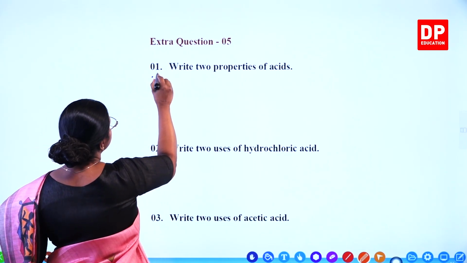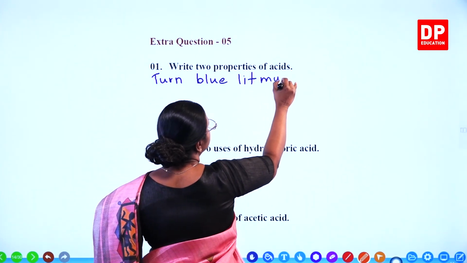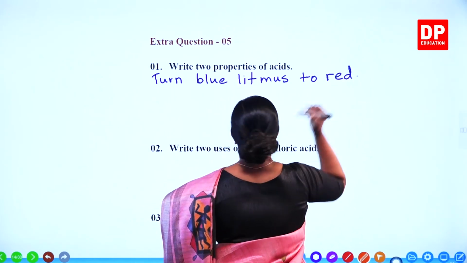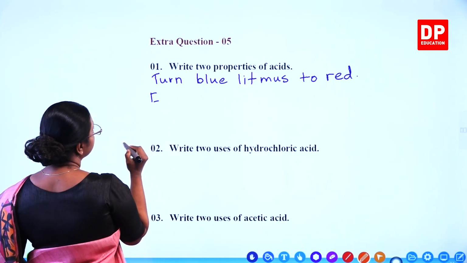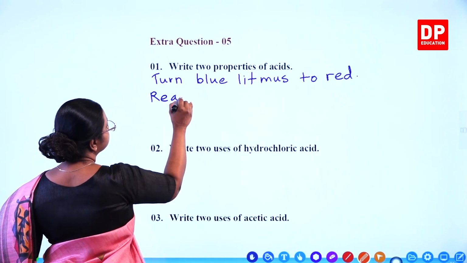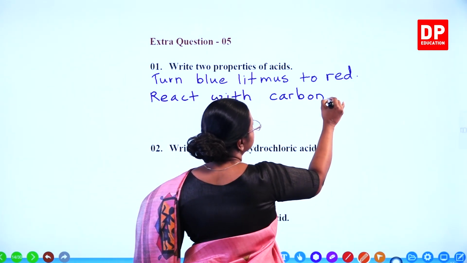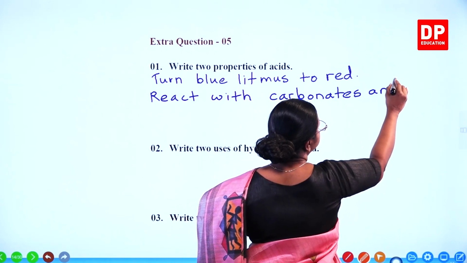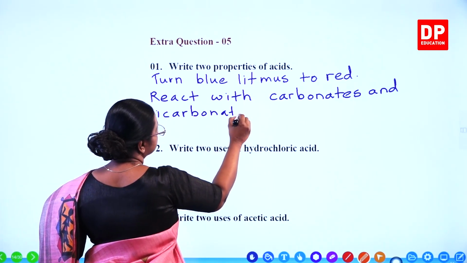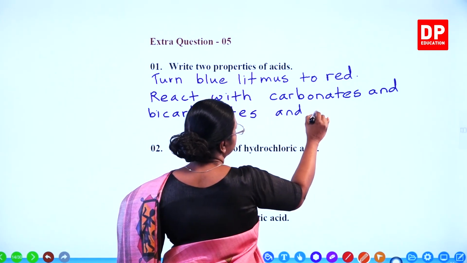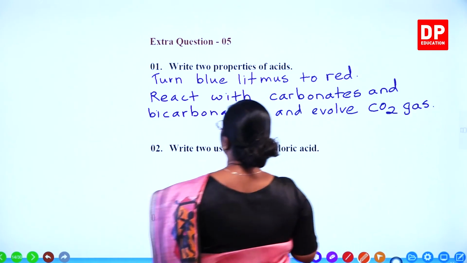So I will say turn blue litmus to red. Then evolves, or we can say react with carbonates and bicarbonate and evolve CO2 gas, carbon dioxide gas.